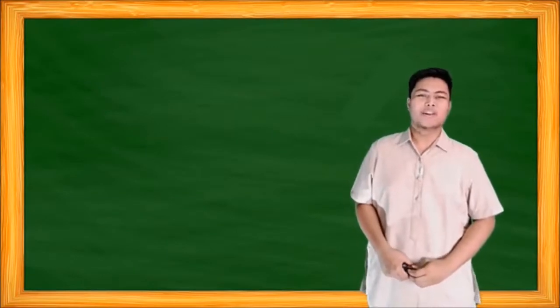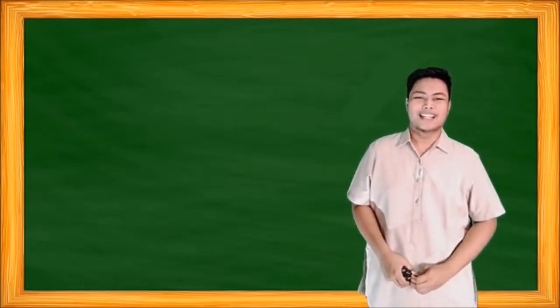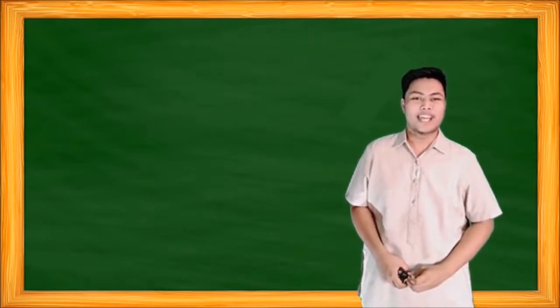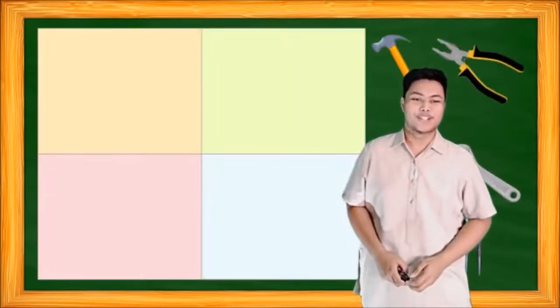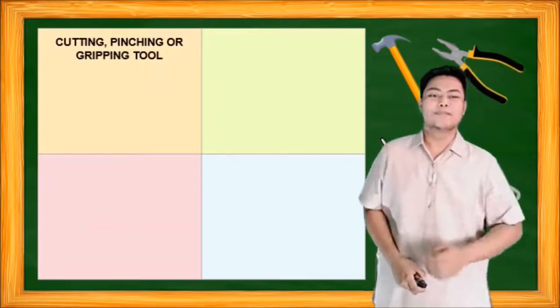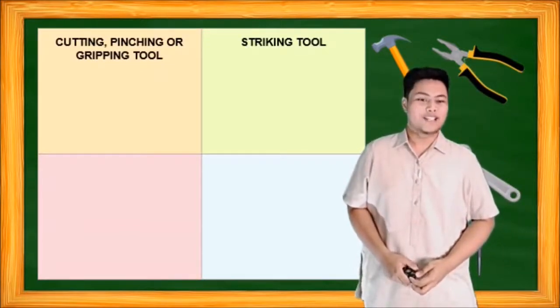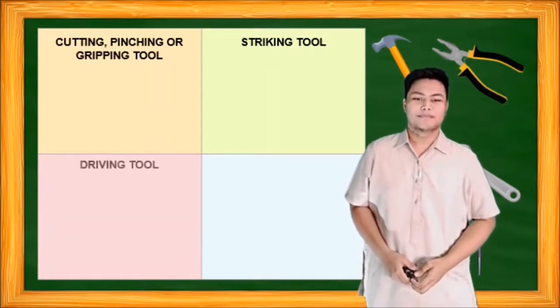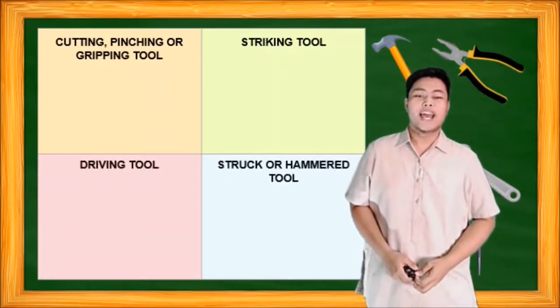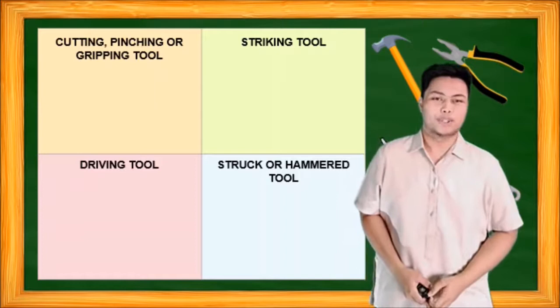So how do you feel about our activity so far? This time, the tools that you have encountered on our activity have 4 classifications. Namely, the cutting, pinching, or gripping tool. Next is the striking tool, the driving tool, and the struck or hammer tool.